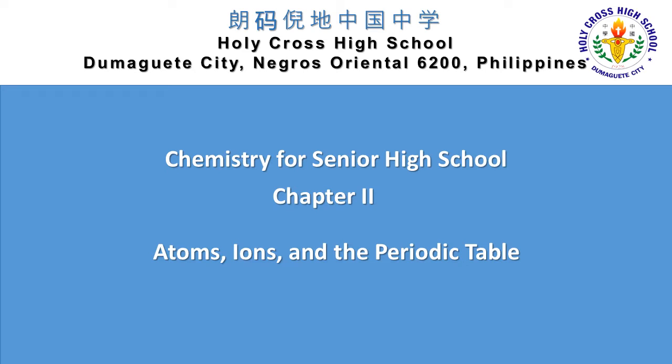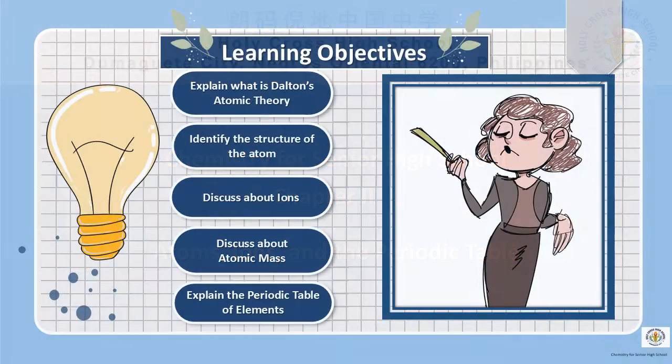We are the grade 12 STEM students of Holy Cross High School, that will help you understand chapter 2 of chemistry with the topic atoms, ions, and the periodic table. So, let's begin. The following are the learning objectives.